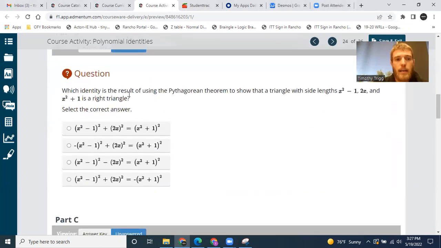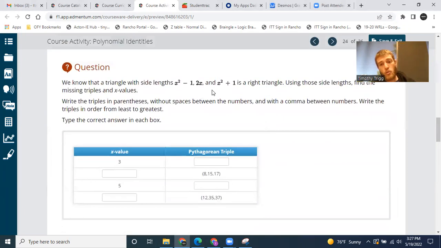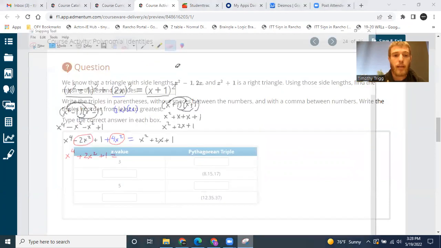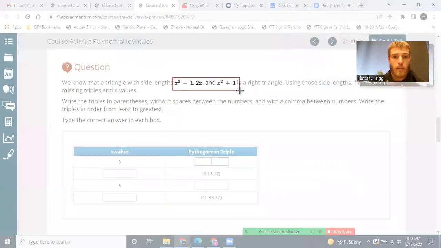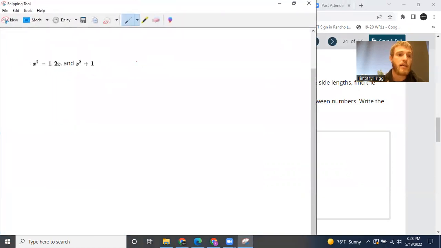All right. Which identity is the result using the Pythagorean theorem? So we already showed the Pythagorean theorem holds true, which is a squared plus b squared equals c squared. Easy enough. Now, we can use this to help us find more Pythagorean triples. So we can use this x value of 3, and we're going to plug it into these expressions, replacing x with 3.